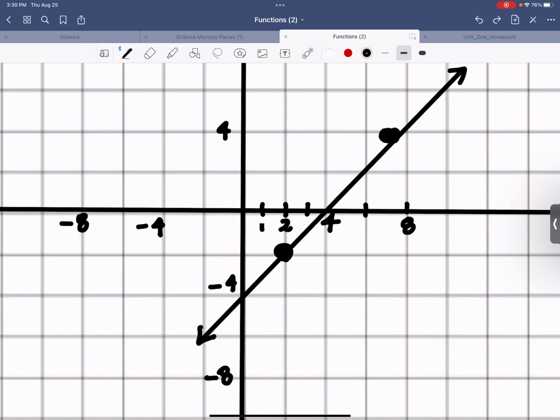Now I'm going to pull off any of this that I don't have to have. I think I'll leave that 2 there. We don't have anything in the graph space up here, so I'm going to take that off. There's nothing over here, so let's get rid of that. This -8 I can get rid of. I can eliminate as much as possible, and that makes it a little bit easier to see.